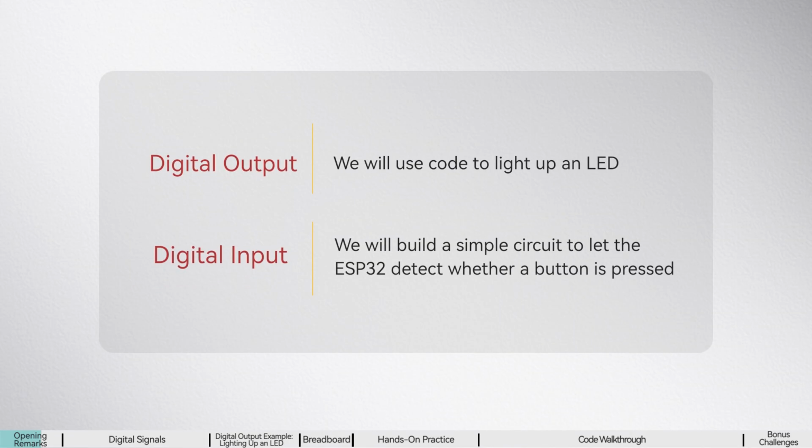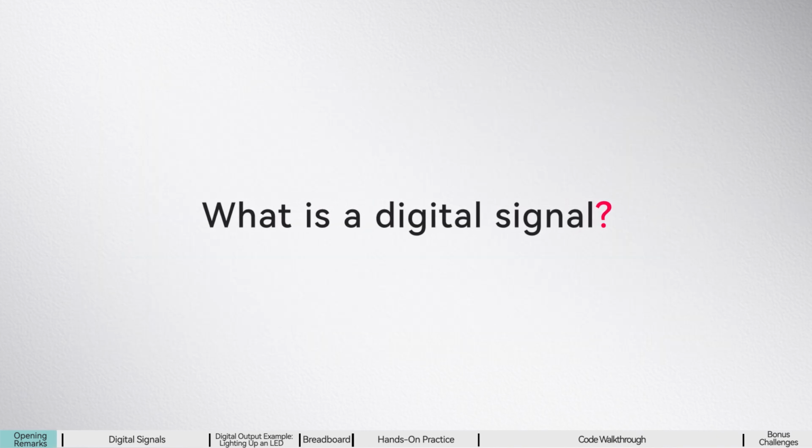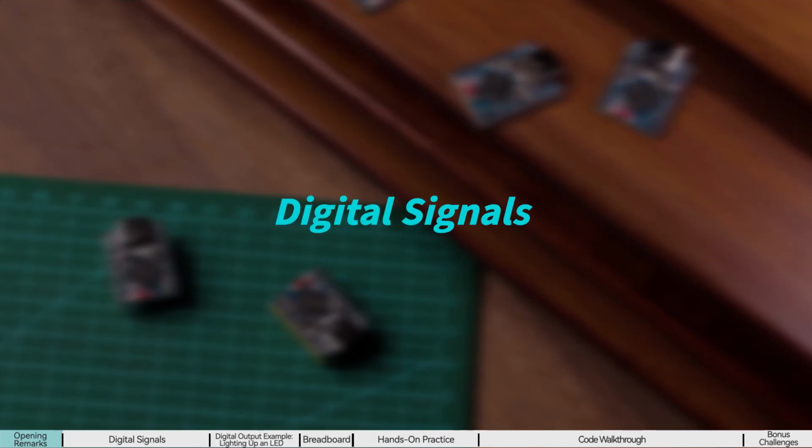Digital output. We will use code to light up an LED. Digital input. We will build a simple circuit to let the ESP32 detect whether a button is pressed. The key to understanding all of this lies in grasping the concept of digital signals. First, let's discuss what a digital signal is.